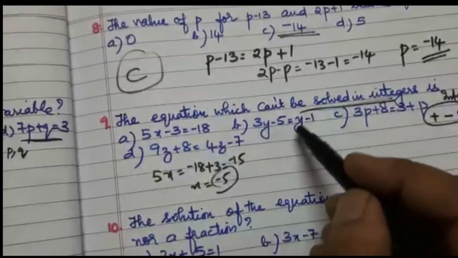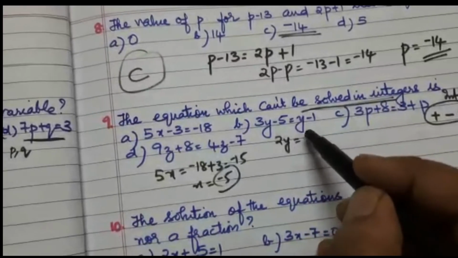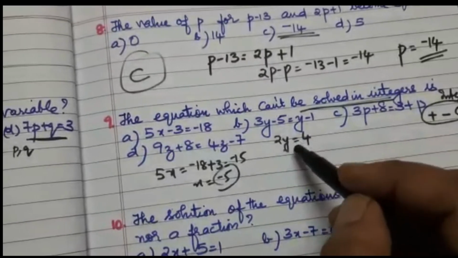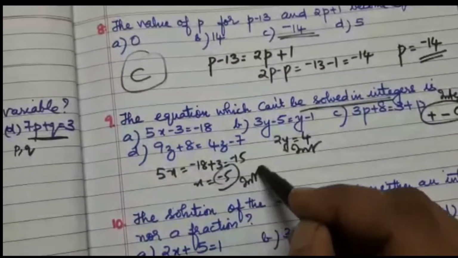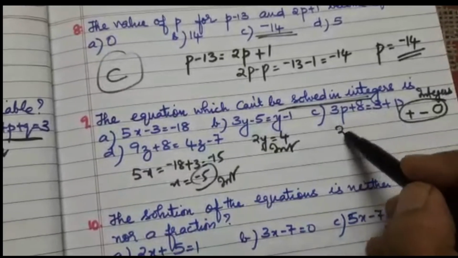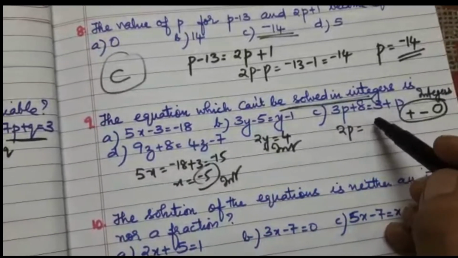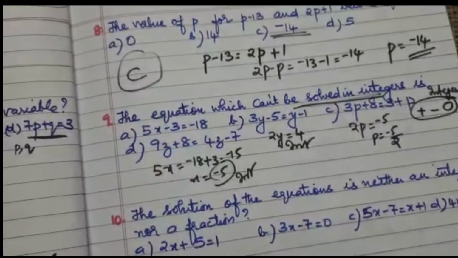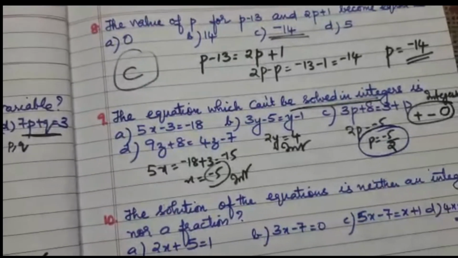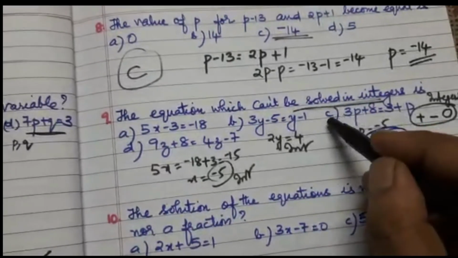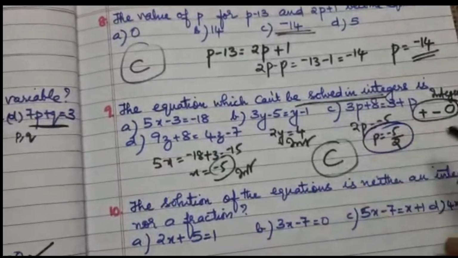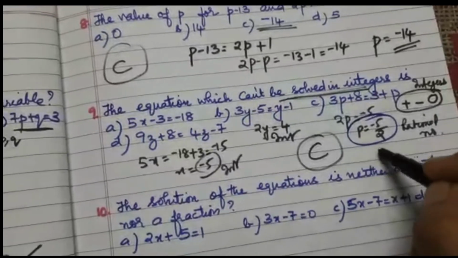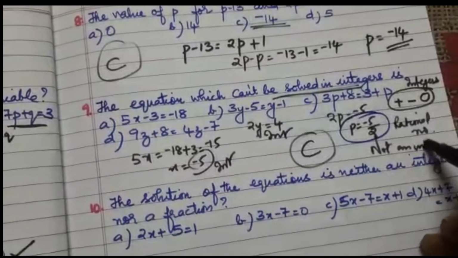And this one, 3y minus 5 equal to 2y minus 1: y equal to minus 1 plus 5, that is 4. So again it is an integer. Next is 3p minus p, that is 2p, equal to 3 minus 8, that is minus 5. So p is minus 5 by 2. Which is not an integer? This is not an integer. So the answer is C. This is a rational number, not an integer.